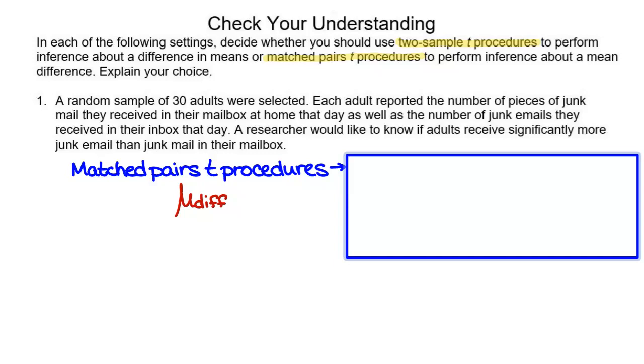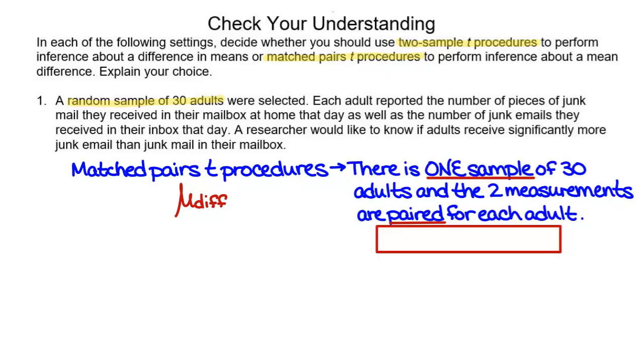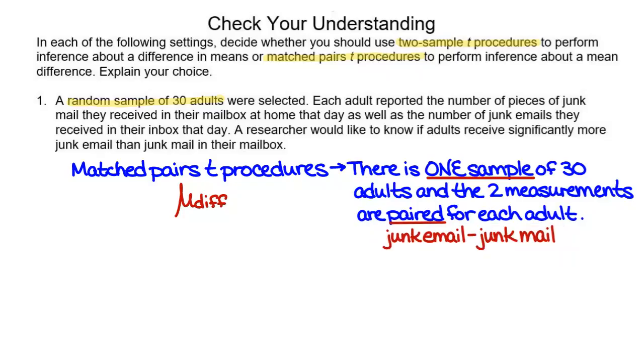What evidence do we have? There's only 1 sample. We have a random sample of 30 adults and no other samples are described here. So we have 1 sample of 30 adults and the 2 measurements are paired for each adult. The 2 measurements being junk email and junk mail. So only 1 sample was selected. 2 pieces of information were collected.